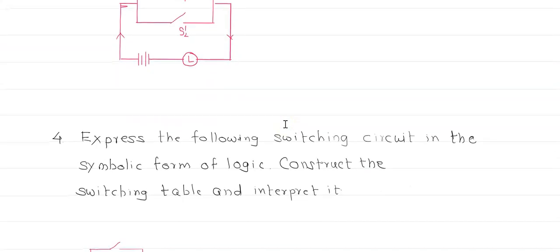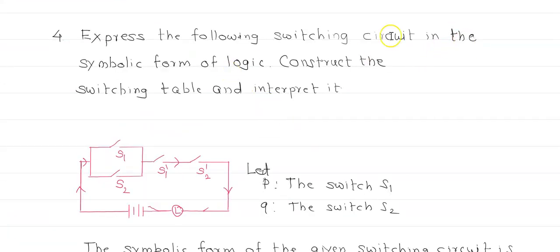Now the next question. Express the following switching circuit in the symbolic form of logic. Construct the switching table and interpret it. By using this switching circuit, we want to construct the logical statement. Now what's happening here? This is P, Q, negation of P, negation of Q. These two are in parallel. This is in series with this block S1 or S2. S1 dash is in series with this S2. It means that these 1, 2, 3 are joined by the AND statement.